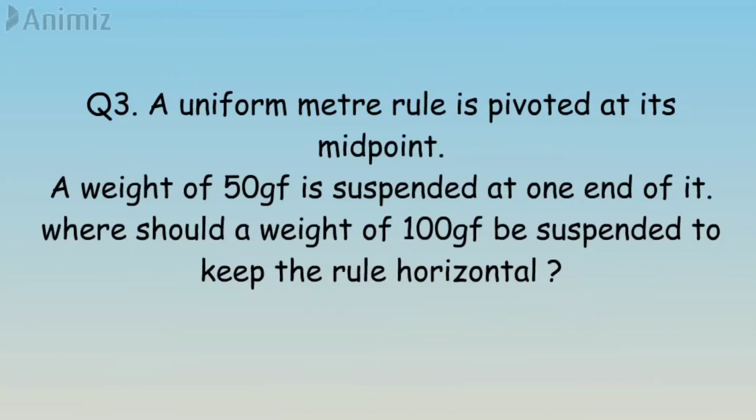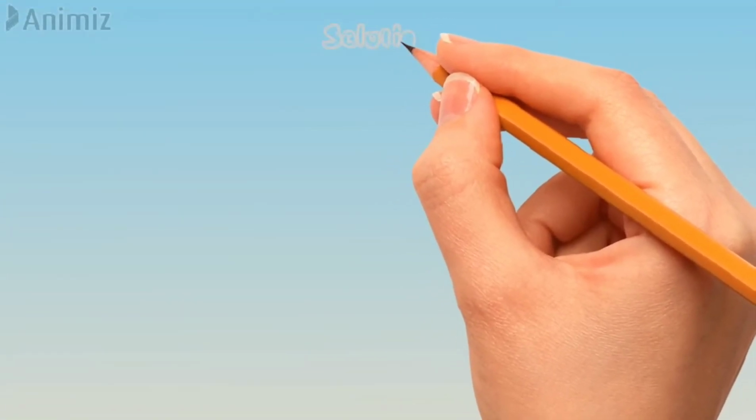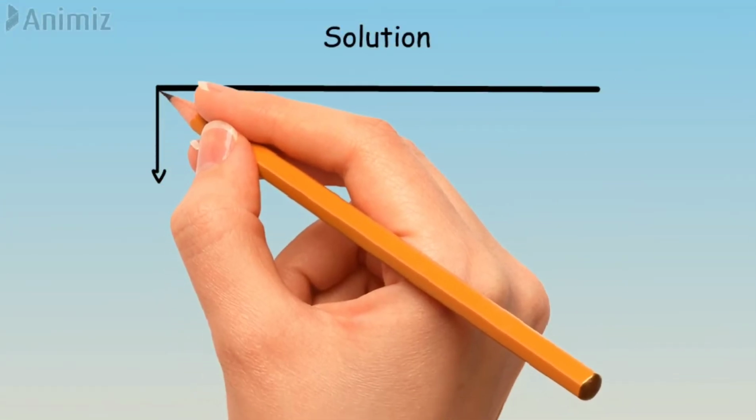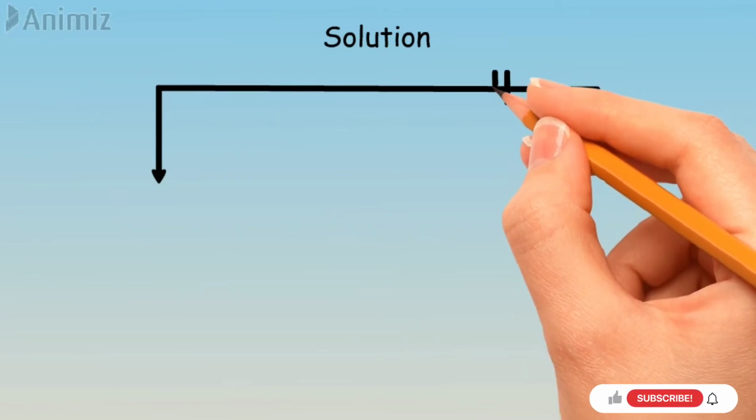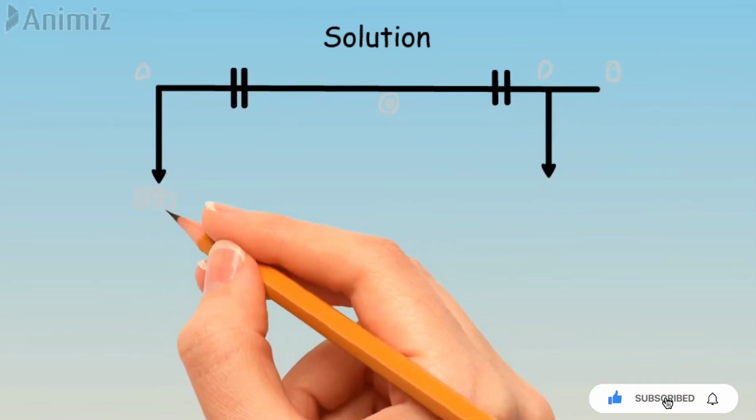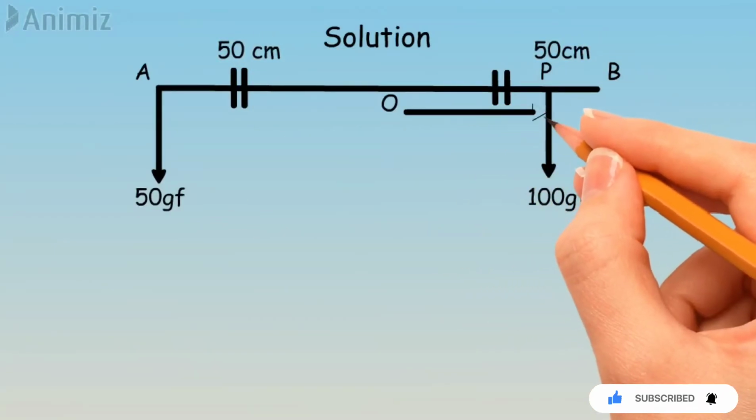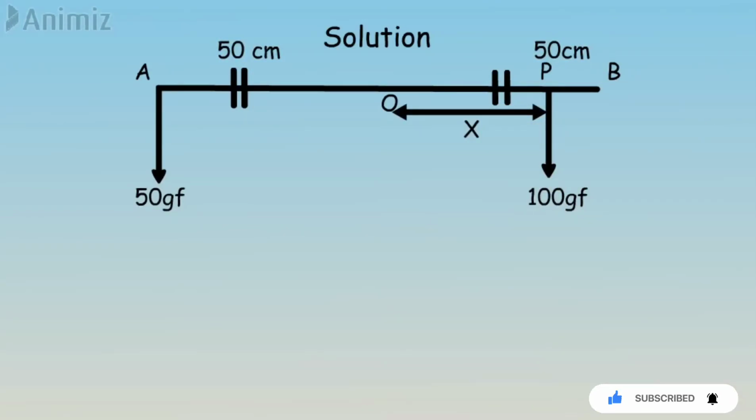So to keep the rule balanced, you have to find the position where the 100 GF weight should be suspended. For that, first we will deal with the diagram. Now, I have taken the rod AB which is pivoted at O, which is the midpoint. Meter rule 1 meter, 100 centimeter. So both side distance will be 50 centimeter. Now 50 GF is at one end, so I have suspended it at A. On the other side, we don't know the position. I have considered let it be suspended X centimeter away from O. So on that side I have taken one more weight, 100 GF.